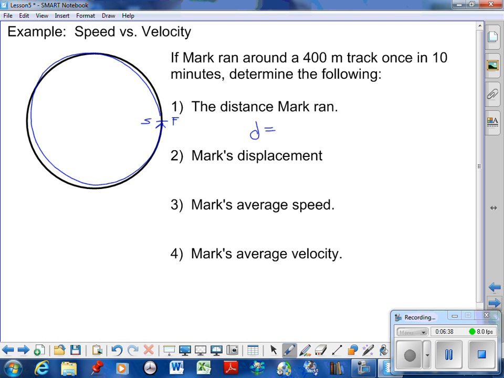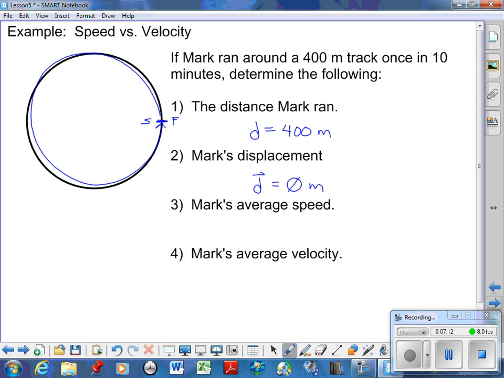So what is his distance? Well, if he made one loop of the circuit, then he traveled 400 meters. Okay? Now what's his displacement? And remember, his displacement is how far he is from where he started from. Now if the finish line and the start line are at the same location, that means his displacement was 0 meters. And I don't have to give a direction because it's a zero vector. So his displacement was 0 meters. So distance and displacement are significantly different, so it's important that you understand the difference.